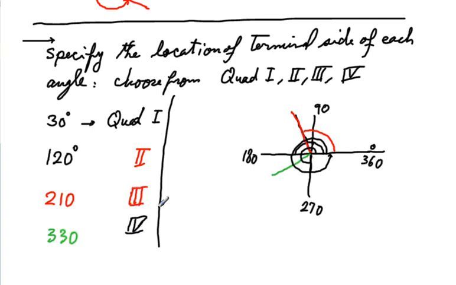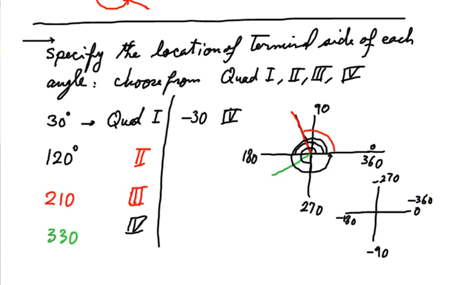Okay, let's go through some negative angles. What about minus 30? So if I go the other way, let's see, different picture. If you want to go the other way, this is 0, this is minus 90, minus 180, minus 270. By the time you have made it back here is minus 360. So if you have an angle of minus 30, you are in quadrant 4.